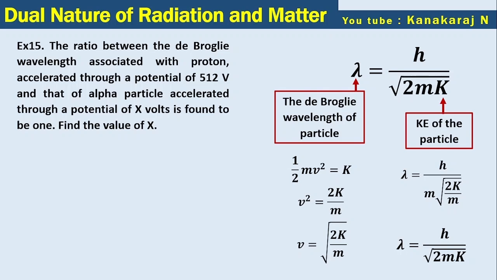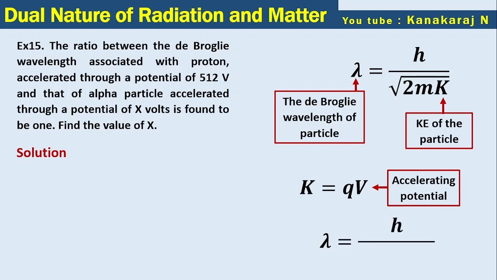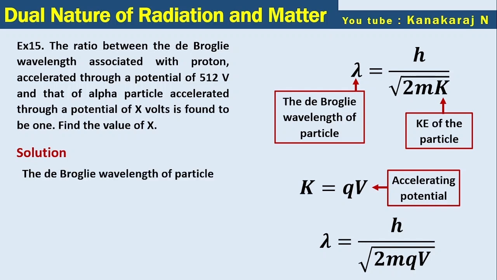Now, the kinetic energy is the electrical energy q times v, through which the particle is being accelerated. V is the accelerating potential. So, the formula becomes lambda equals h upon square root of 2mqv. From the problem, we understand that a few quantities are constant. Lambda p upon lambda alpha equals square root of 2m alpha q alpha v alpha divided by square root of 2m proton q proton v proton.